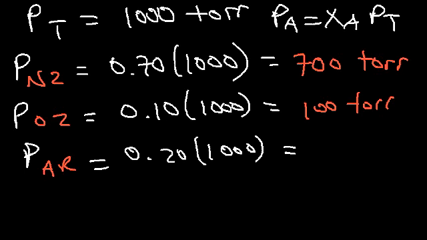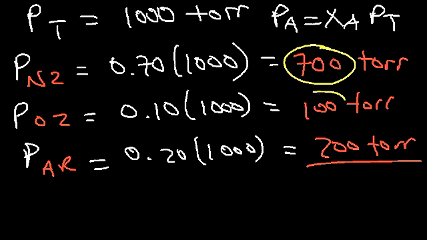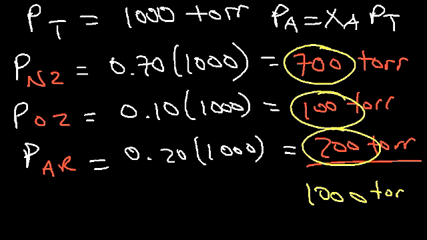And notice if we add the partial pressures, we're going to get the total pressure according to Dalton's law. So 700 plus 100 plus 200 is equal to 1,000 torr. So as you can see, everything makes sense. So now you understand the relationship between total pressure and partial pressure and how it's associated with the mole fraction.